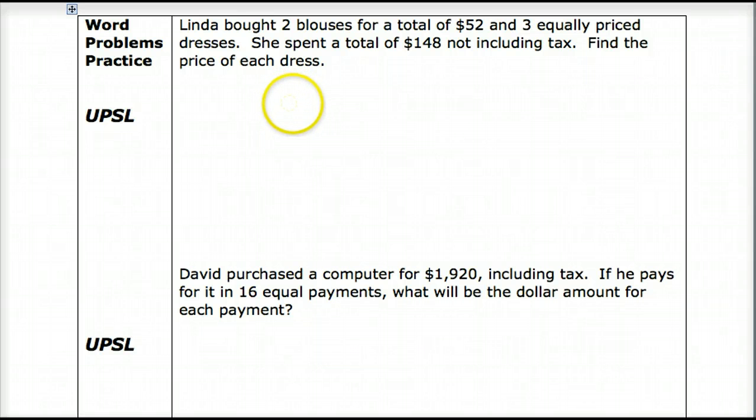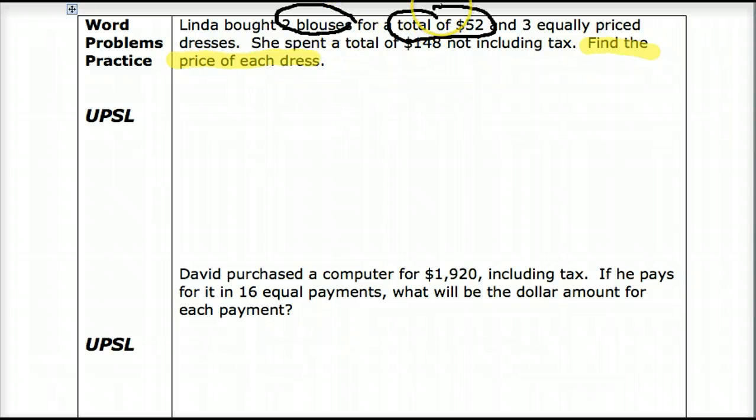So the first thing we want to look at is what this problem wants us to solve. And in this case, it wants us to find the price of each dress. So we can then mark our keywords here. In this case, we see that Linda bought 2 blouses, and the blouses were a total of $52, and she bought 3 equally priced dresses, and for her total bill, she spent $148. That's not including tax.